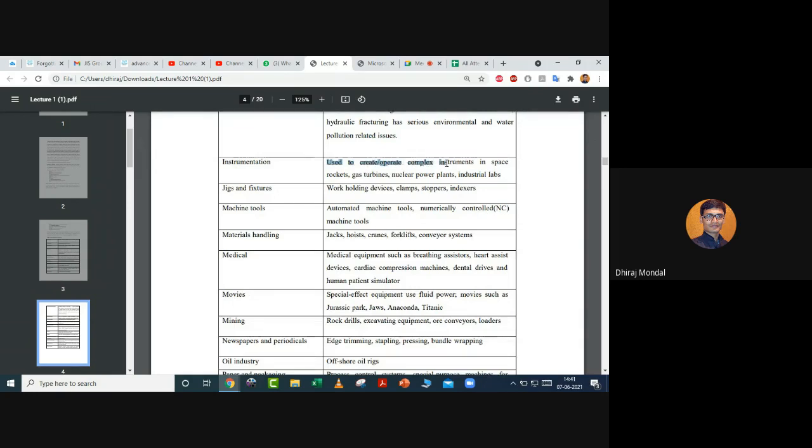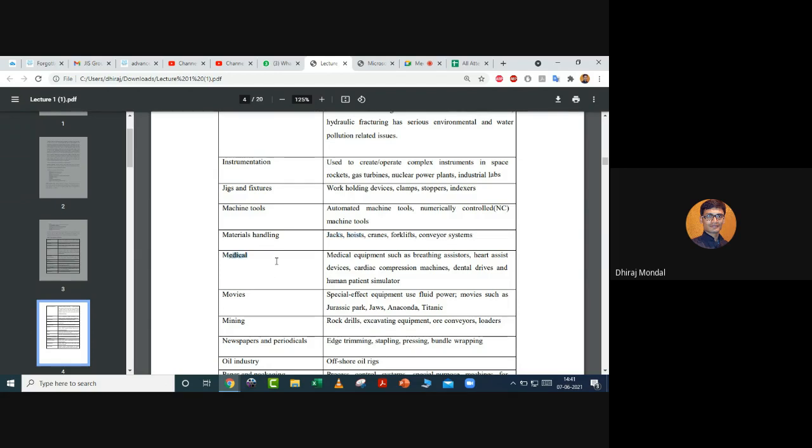And the instrumentation section is used to create or operate complex instruments in space, rockets, gas turbines, nuclear power plants, industrial labs. Jigs and switches, here holding devices, clamps, stoppers, indexers, all are basically operated by hydraulic and pneumatic systems. Then machine tools, automated machine tools, numerically controlled machine tools. Then material handling: jacks, hoists, cranes, forklifts, lifts, conveyor systems.